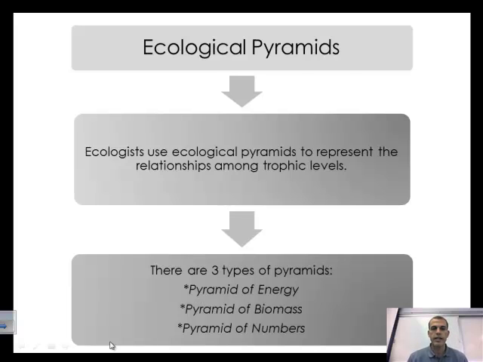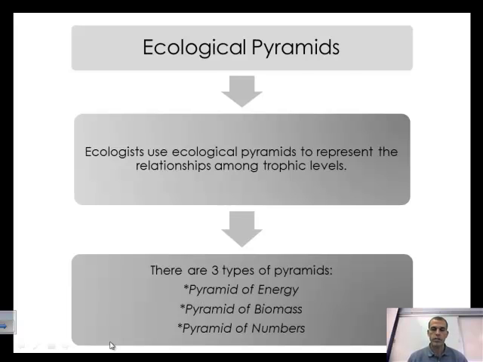Okay, and kind of defining basically, ecologists use ecological pyramids to represent the relationship among trophic levels. So remember, we start off at the bottom as the first trophic level, then you move up to the second and third. And there's basically three areas that these ecologists look at. They look at pyramids of numbers, energy, and biomass.